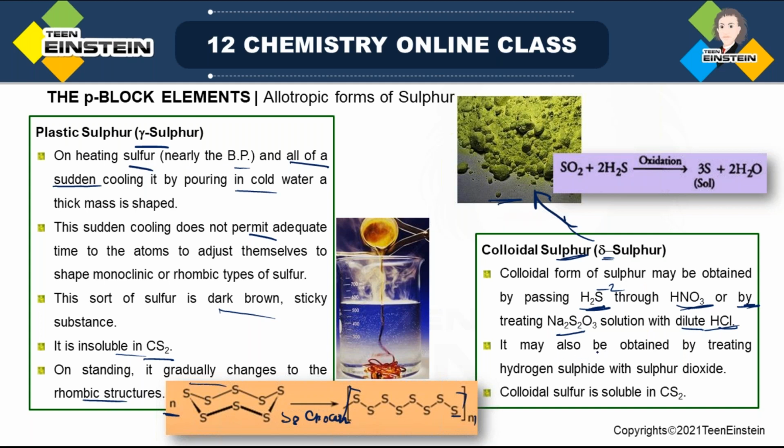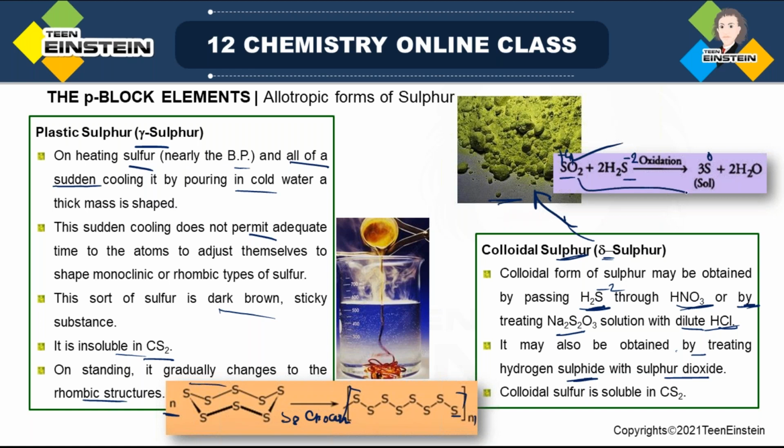Then the third method, it may also be obtained by treating H2S with sulfur dioxide. Now the third method, you can see the equation here, SO2 plus 2H2S, oxidation, we are getting 3S. Now see, two different compounds of sulfur we have taken. If you consider SO2, here the oxidation state of sulfur is +4, and if you consider H2S, here the oxidation state is -2, and sulfur is 0.